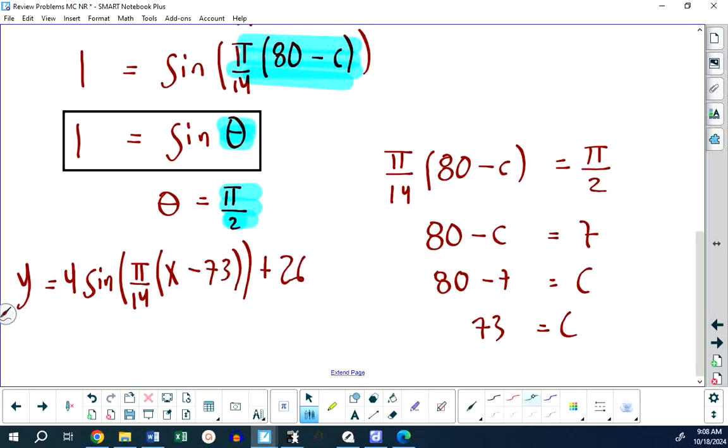So just, you have stuff written down here. Can you confirm that a is 4, b is pi over 14, d was 26, and we've determined c is 73.